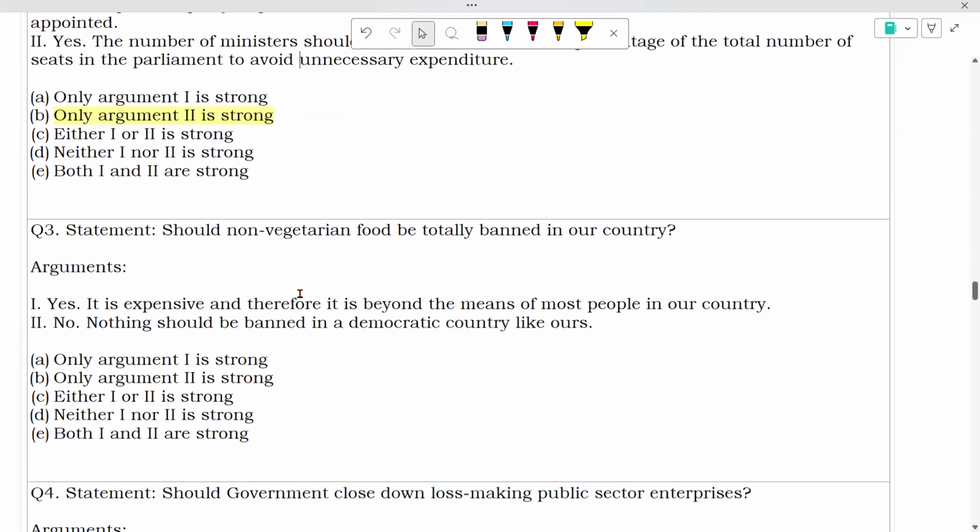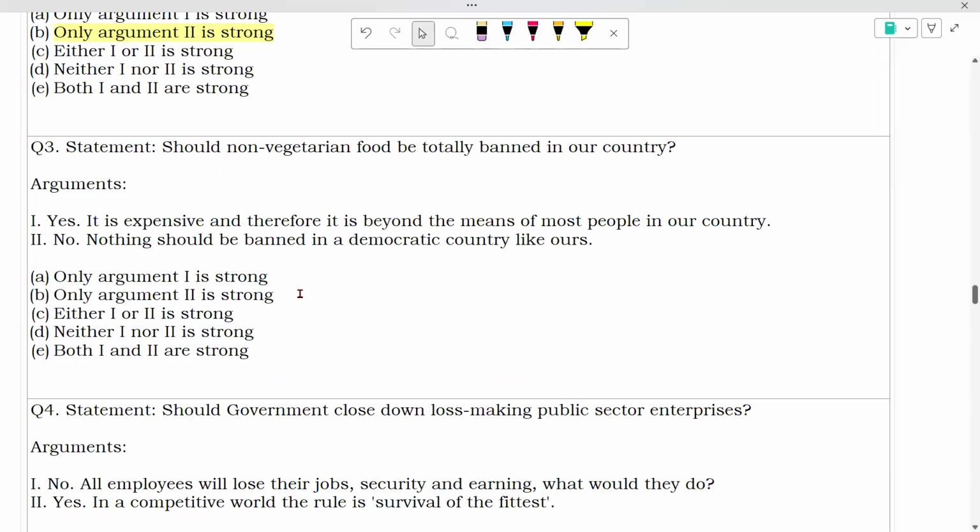Now come to this. Should non-veg food be totally banned in our country? The first person says yes, it is expensive and therefore it is beyond the means of most people in the country. Is it a good argument? No, it is a very, very weak argument. Okay. The other says no, it should not be banned. Nothing should be banned in a democratic country like India.